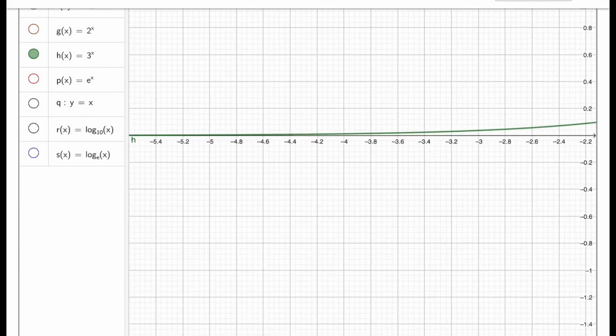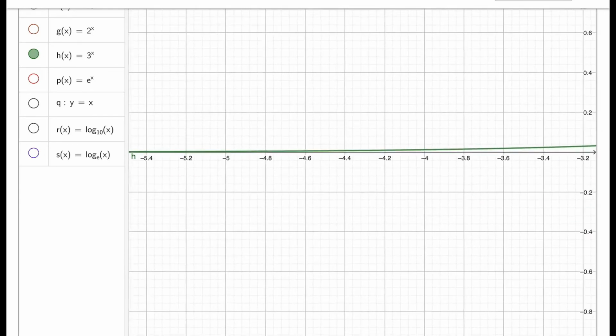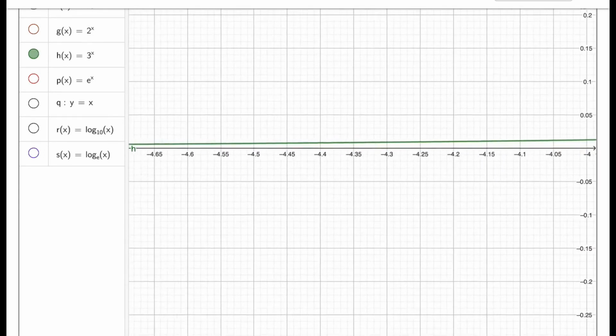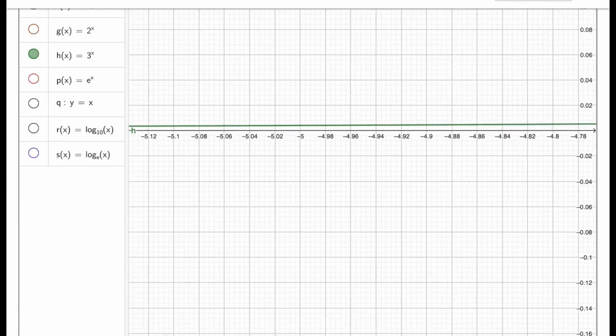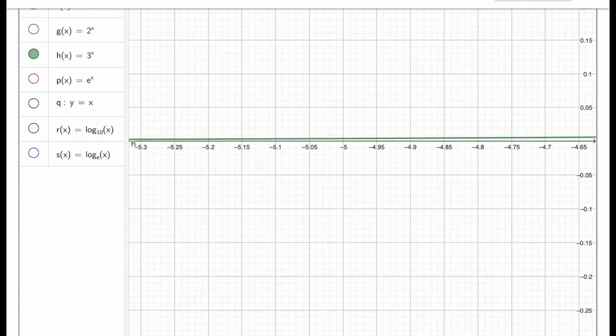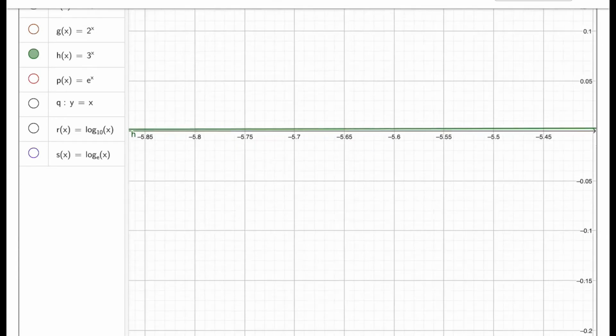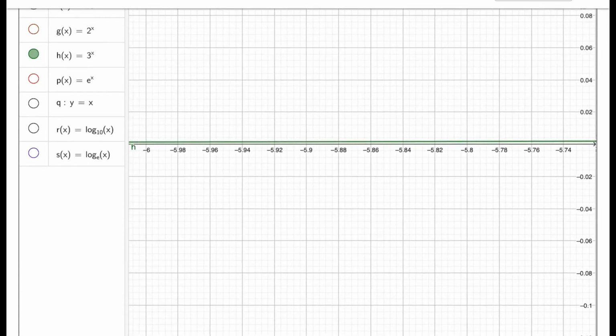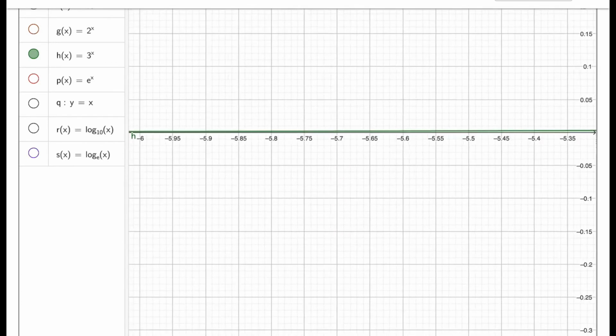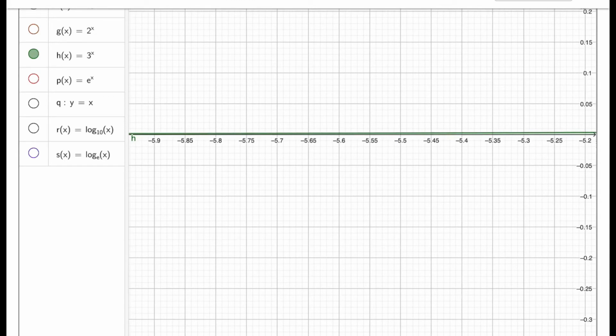And one more thing, for large negative values, as we move from 0 to the left, the graph of the function moves closer to the x-axis. It means that it is asymptotic to the x-axis.